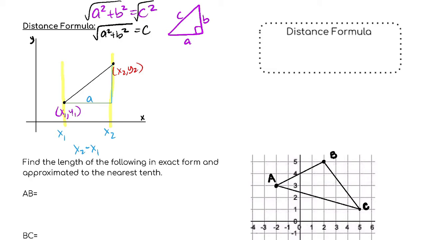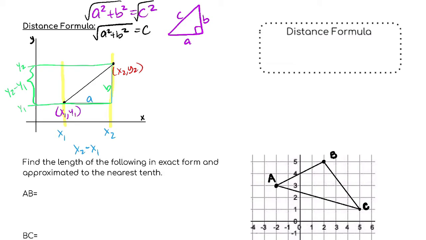To look at the vertical distance, you're going to want to think about where these are lining up with the y-axis. The upper one is at y2, the bottom one at y1. This distance would be the difference between those numbers, and that was expressed as the letter B in the Pythagorean theorem.